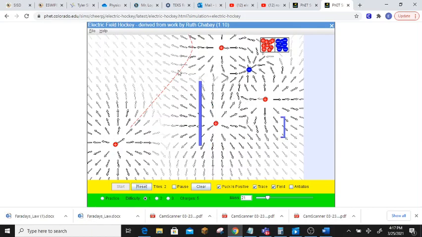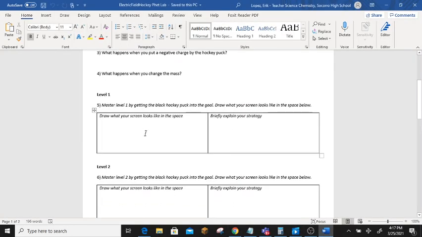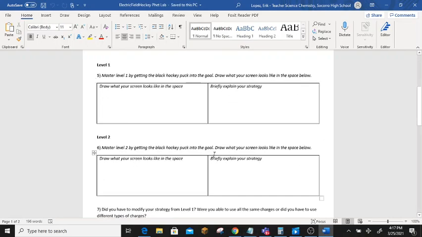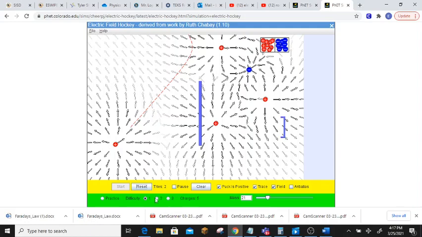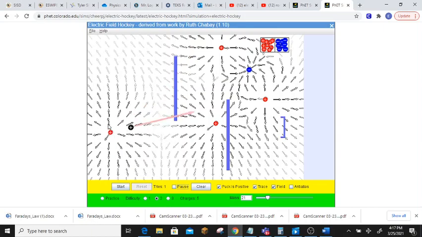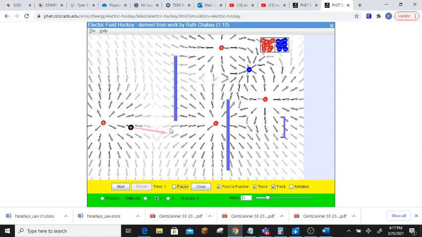If you look at these field lines, it's going to tell you where it's going to go. So you can try playing around with this. Once you do this one, you're going to draw what it is that you did. You're going to draw that in there and explain your strategy. Once you do level 1, you're just going to do level 2, which puts 2 extra ones. So you're going to have to angle it in a way where you want the little charge to go in, around, boop, and into the goal.